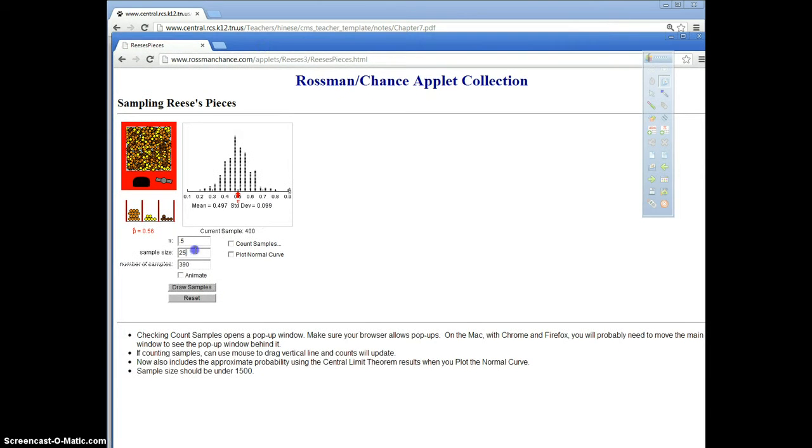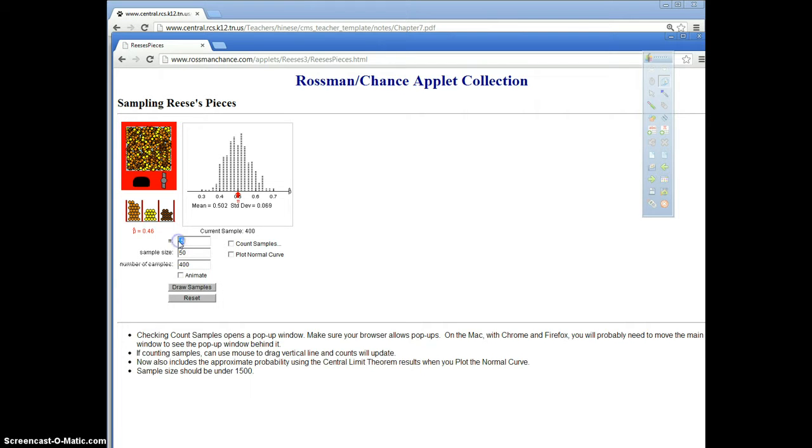So how would this change if I increased my sample size to 50? Let's reset that. Let's take 400 samples. Notice that I'm still relatively symmetric. I am still unimodal. However, my mean is 0.502 and my standard deviation has decreased even more. So again, the larger the sample size, the less your variability is, and the less your bias is for a sampling distribution.